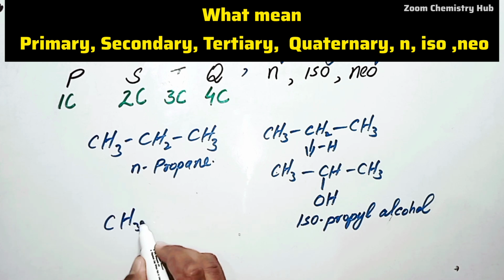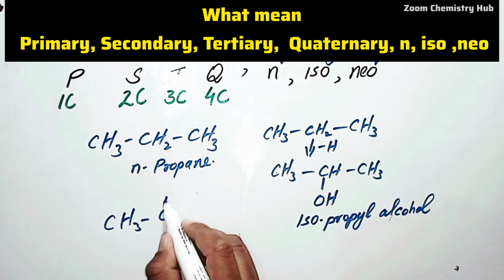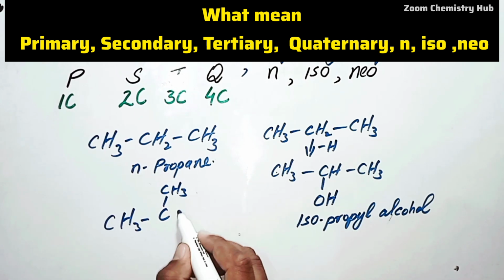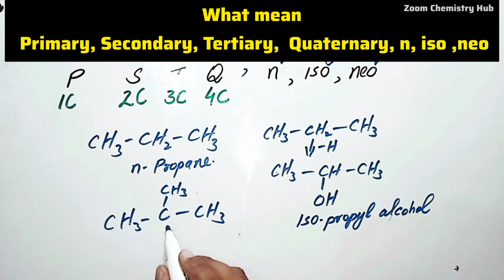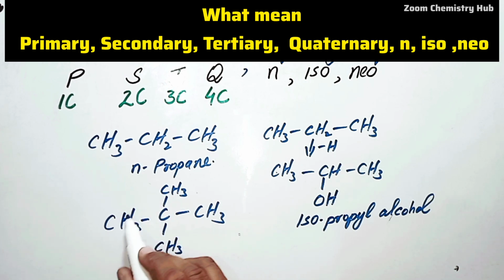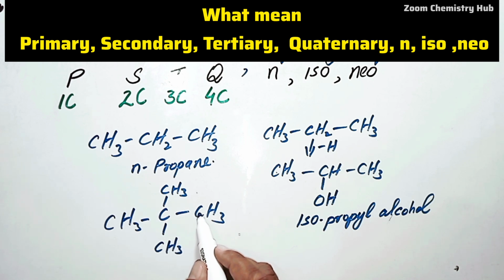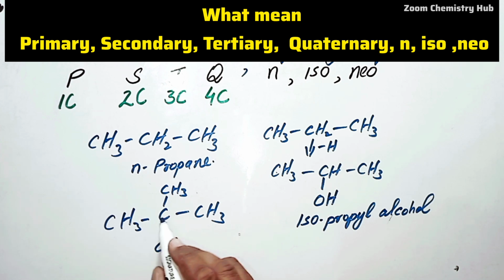And neo, if we have a structure that is CH3, C, CH3, CH3 and CH3, this is the carbon. And here we can see that 4 carbon atoms are attached to this, so this is the quaternary carbon atom.